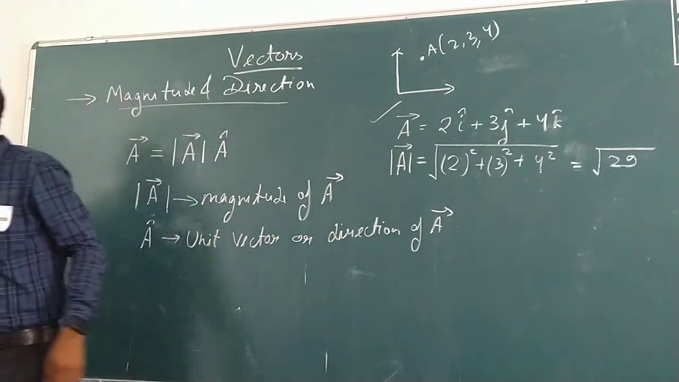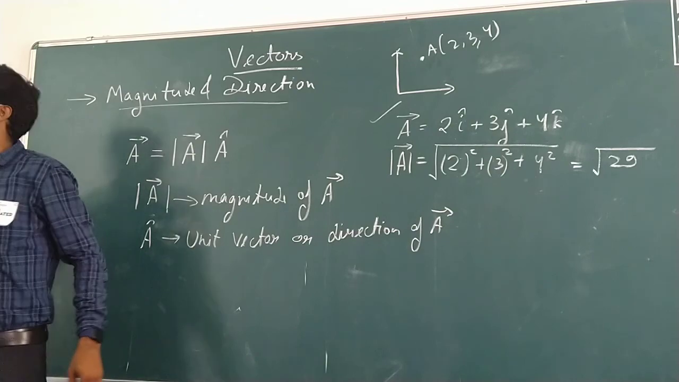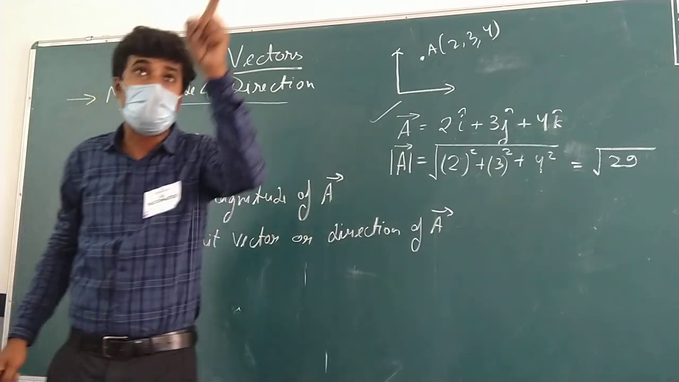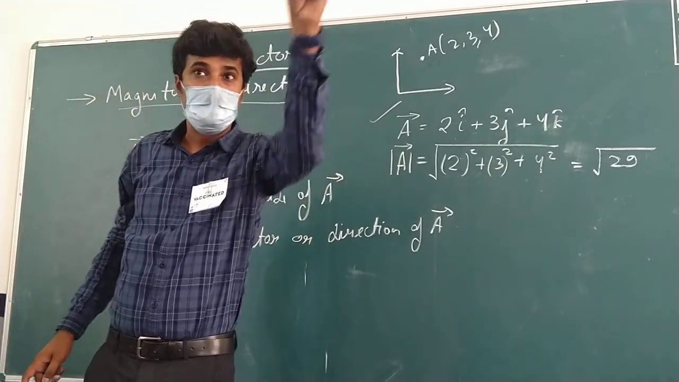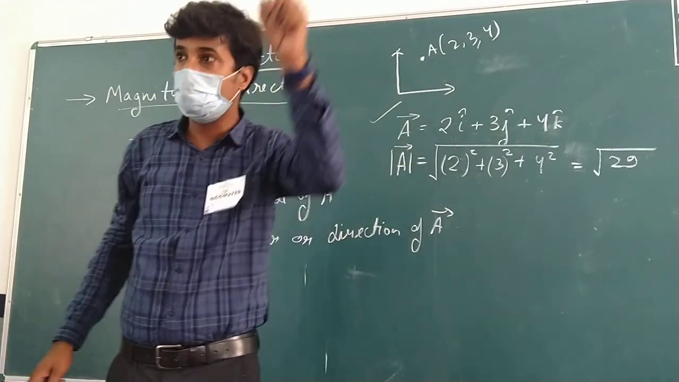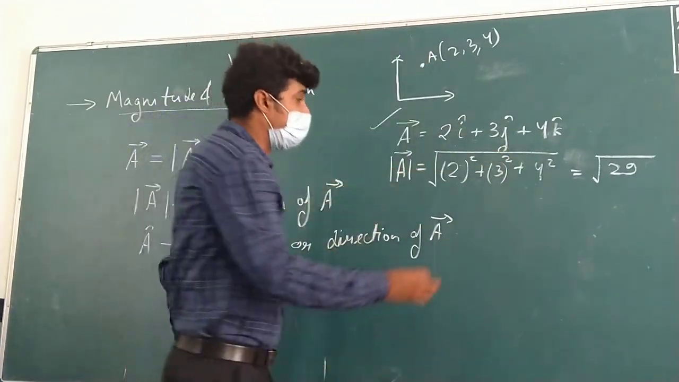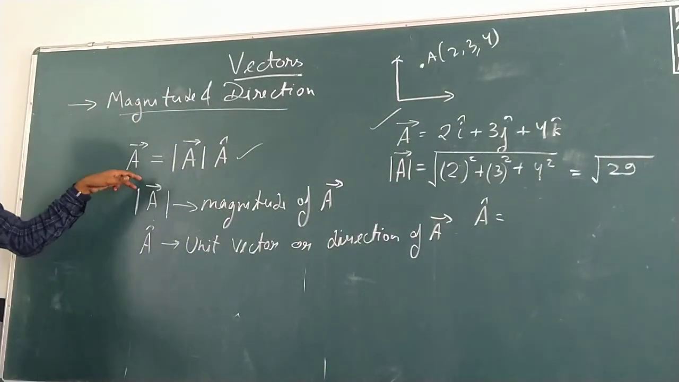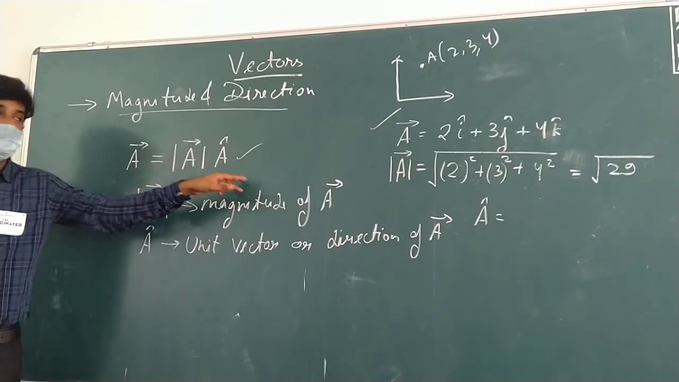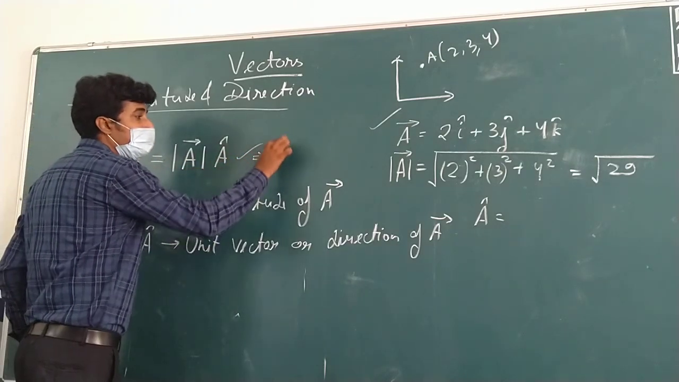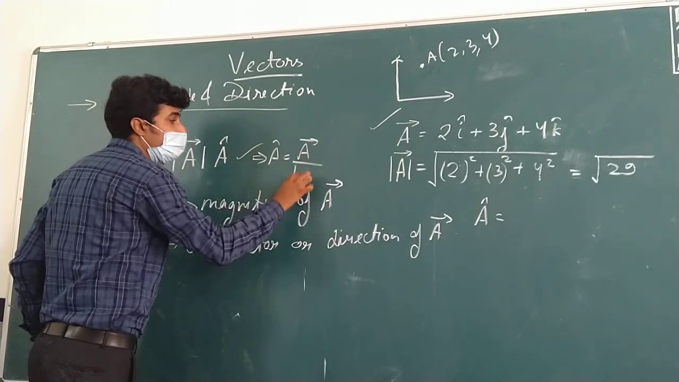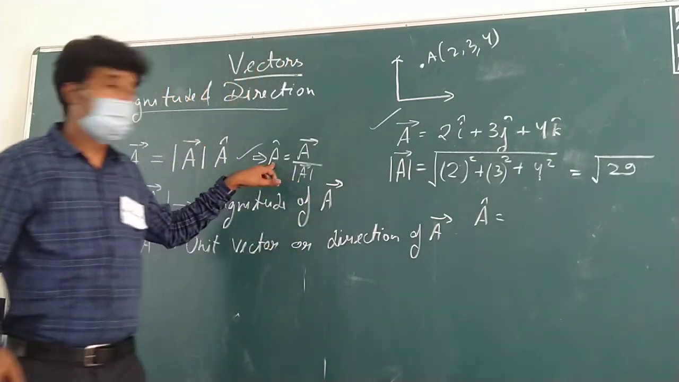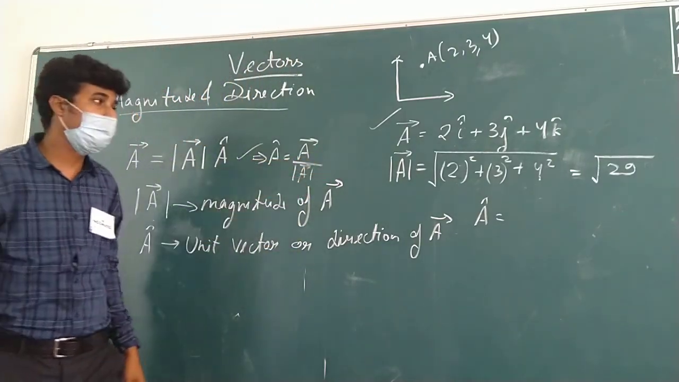But this under root 29 can be in this direction, in that direction, anywhere it can be. But this vector A has a specific direction. 2, 3, 4 would be only at a single point. That direction with respect to origin, we are going to calculate. That direction is denoted by A cap. You can see from here, vector A is equal to mod of A into A cap. From this we can find A cap is equal to vector A divided by mod of A. Yes or no? Yes. A cap is equal to vector A divided by mod of A.